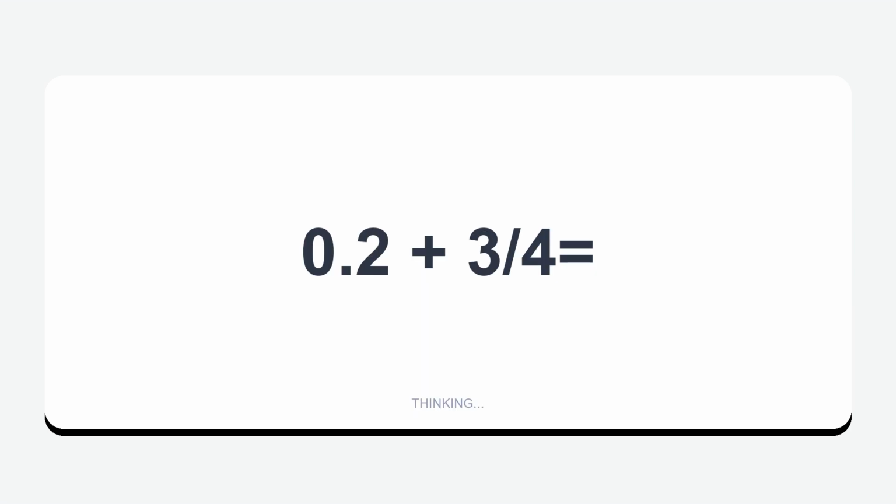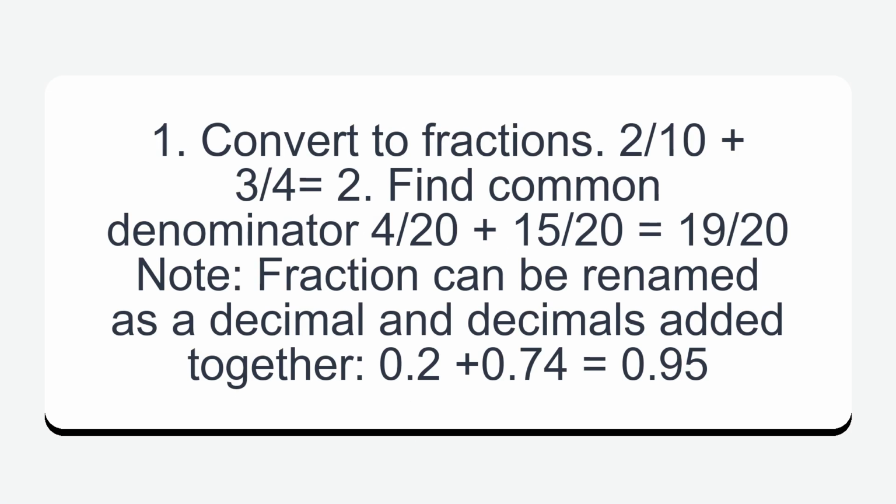0.2 plus 3/4 equals. 1. Convert to fractions. 2/10 plus 3/4. 2. Find a common denominator. 4/20 plus 15/20 equals 19/20. Note, fractions can be renamed as decimals and the decimals added together. 0.2 plus 0.75 equals 0.95.